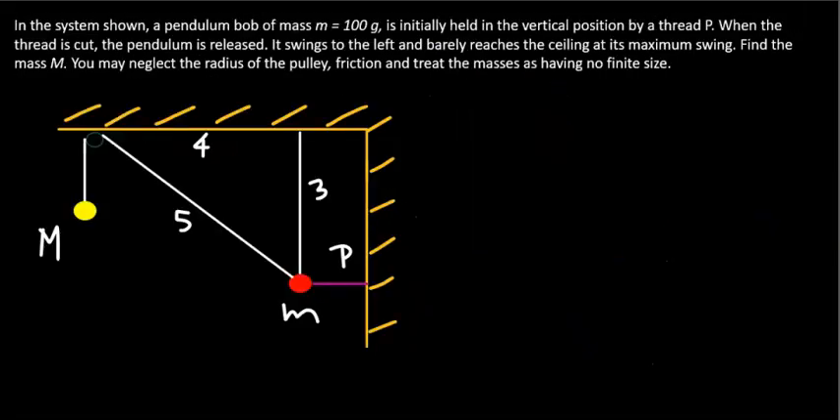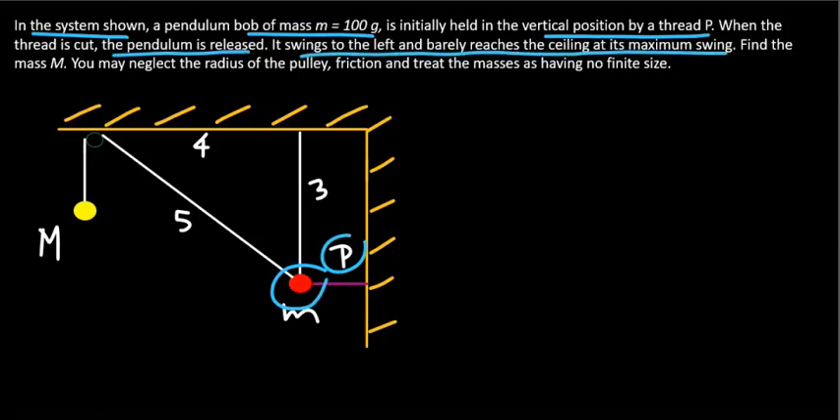Problem 2. In the system shown, a pendulum bob of mass 100 grams, so that is this one, is initially held in vertical position by a thread, P. When the thread is cut, the pendulum is released. It swings to the left and barely reaches the ceiling at its maximum swing. Find the mass capital M. You may neglect the radius of the pulley, the friction, and treat the masses as having no finite size.